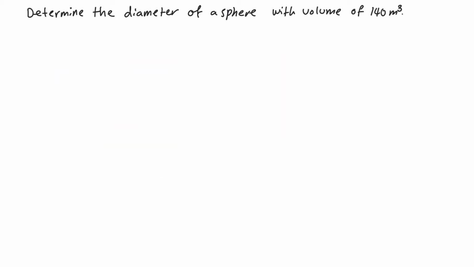The second question says to determine the diameter of a sphere with volume of 140 meters cubed. So pause the video, think about how you're going to approach the question, try to write the formulas down, and then once you're finished with the question, you can come back and check the answer.